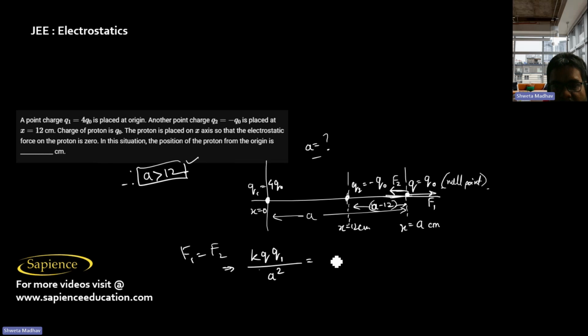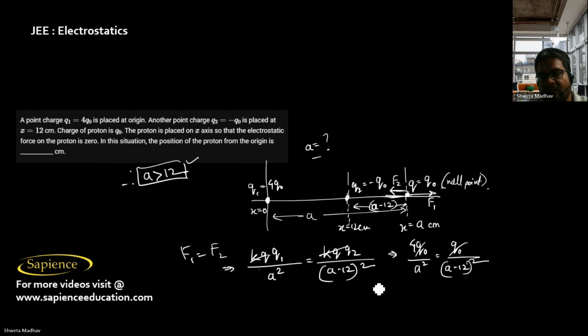That should be equal to KQ2 by (A minus 12) whole square. So now KQ and KQ will cancel. Therefore, I can say Q1, that is 4Q naught by A square, is equal to Q2, that is Q naught. Means the magnitude of Q2 is Q naught by (A minus 12) whole square. Now Q naught will cancel.